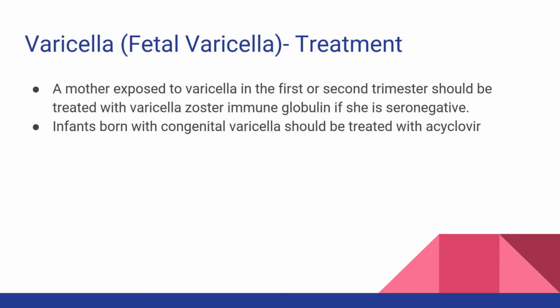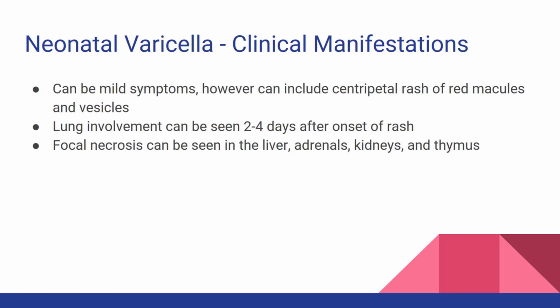Of note, the acyclovir that's given is used to stop progression of the eye disease for the infant, as well as the chance for recurrent zoster in the first 2 years of life. So some of the clinical manifestations for neonatal varicella can be mild symptoms, including that rash that we were talking about. However, you can see lung involvement 2 to 4 days after the onset of rash. You can also see focal necrosis as well.